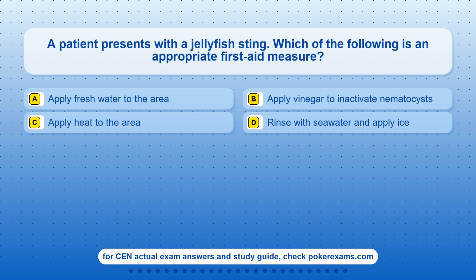Question 3. A patient presents with a jellyfish sting. Which of the following is an appropriate first-aid measure? Option A. Apply fresh water to the area. Option B. Apply vinegar to inactivate nematocysts. Option C. Apply heat to the area. Option D. Rinse with seawater and apply ice.